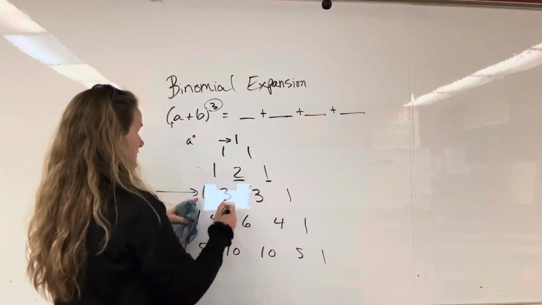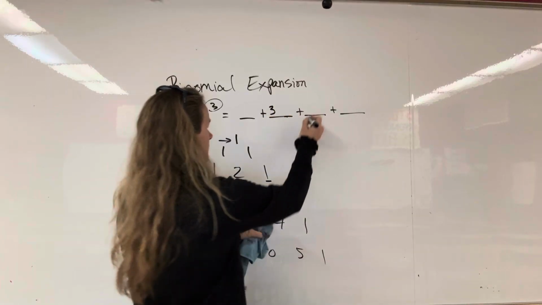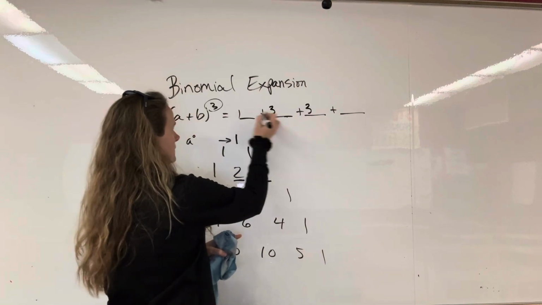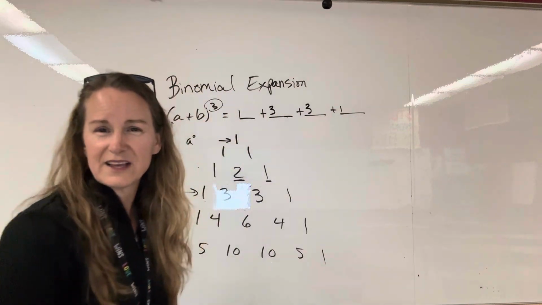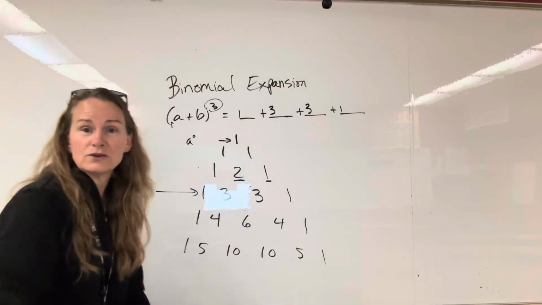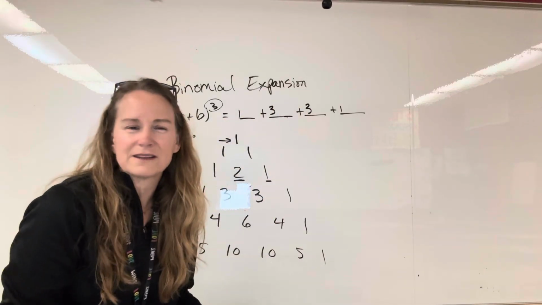So I know my coefficient of this one is going to be 1, this one's going to be 3, this one's going to be 3, and then my last one's going to be a 1. I'll go ahead and put the ones there just for kicks and giggles, not that you need it. Okay, so then the question is, that's really cute and everything, Miss Flick, but there's variables in this problem too. So how do I get the variables?